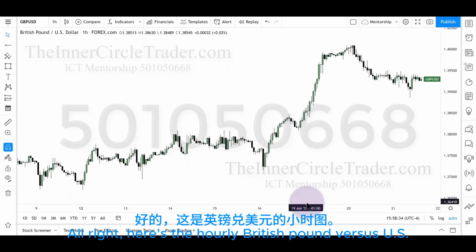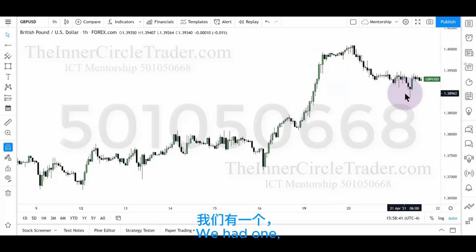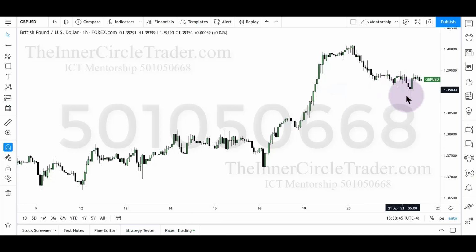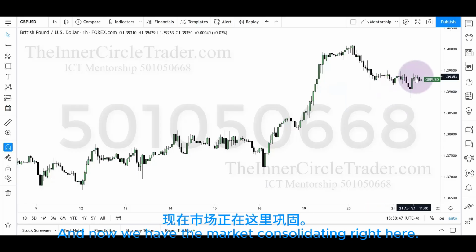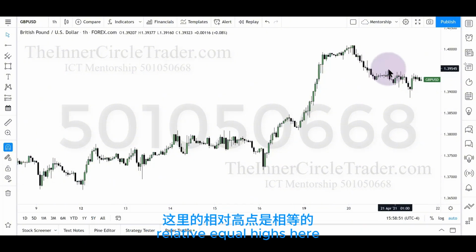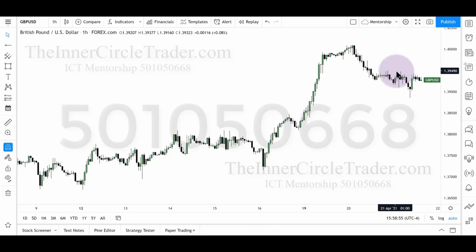All right, here's the hourly British pound versus US dollar chart. You can see we have a nice little run up in here, and we traded down into it. We had one, two, three, four times dug deeper, and now we have the market consolidating right here. I don't like the fact that there's really nothing except for these relative equal highs here that would be easily targeted, except for this high here. So what am I saying?